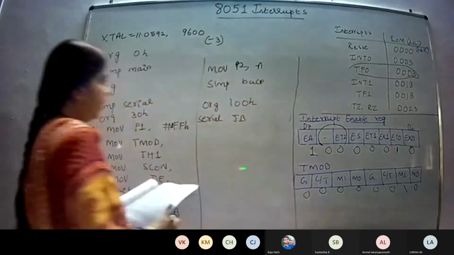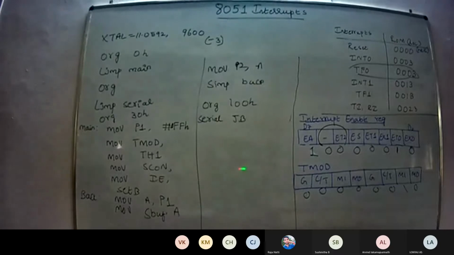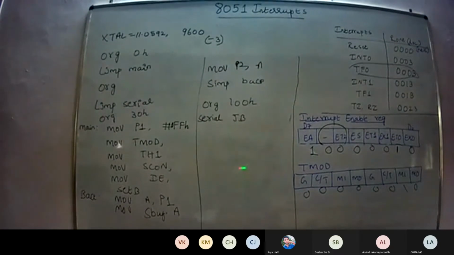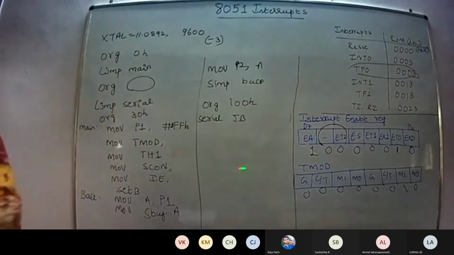Okay, we'll continue that. First, will you tell me the values now? First, it starts with the ORG. Okay, it is going to the main program. What should be written? What is the value here?